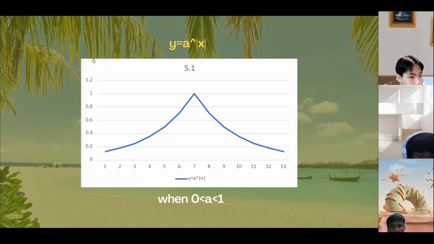This graph looks like a parabola which has an absolute value. This one also has the absolute value, but the constant number is more than 0 but not more than 1. The constant makes the graph upside down.